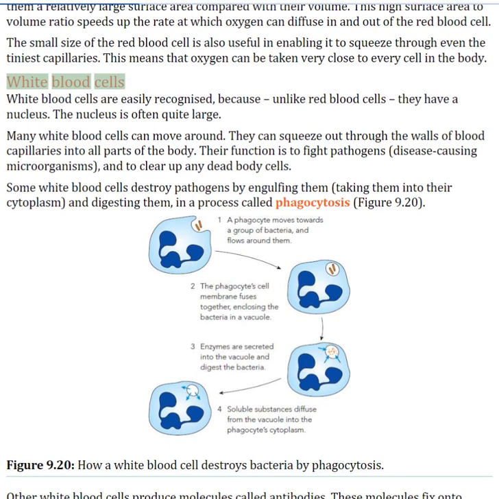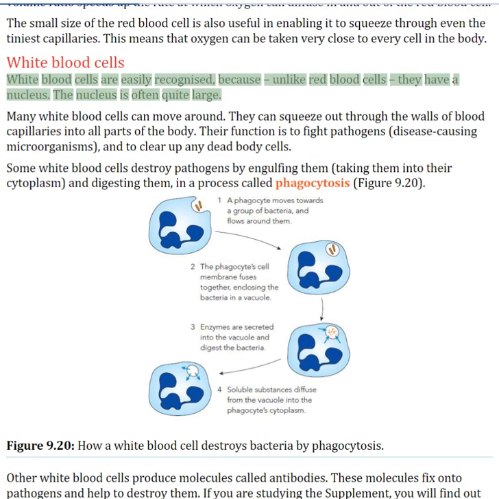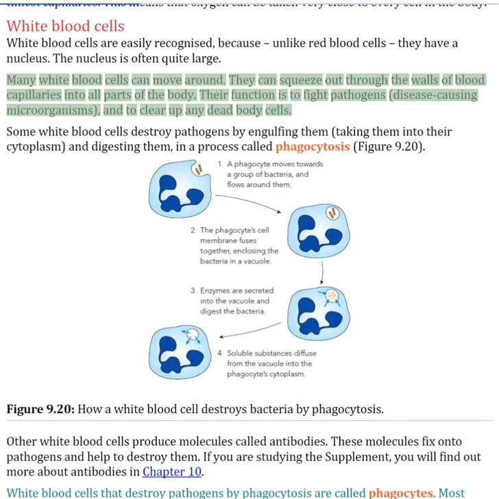White blood cells. White blood cells are easily recognized because, unlike red blood cells, they have a nucleus. The nucleus is often quite large. Many white blood cells can move around. They can squeeze out through the walls of blood capillaries into all parts of the body. Their function is to fight pathogens and to clear up any dead body cells.